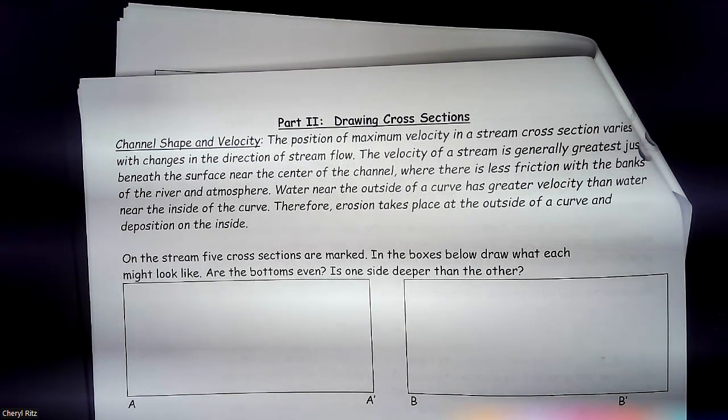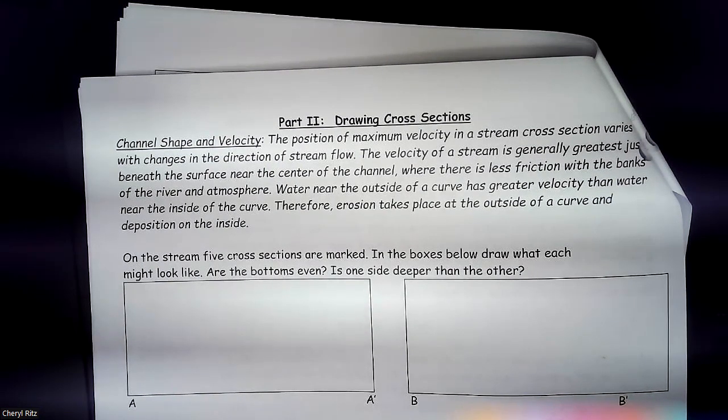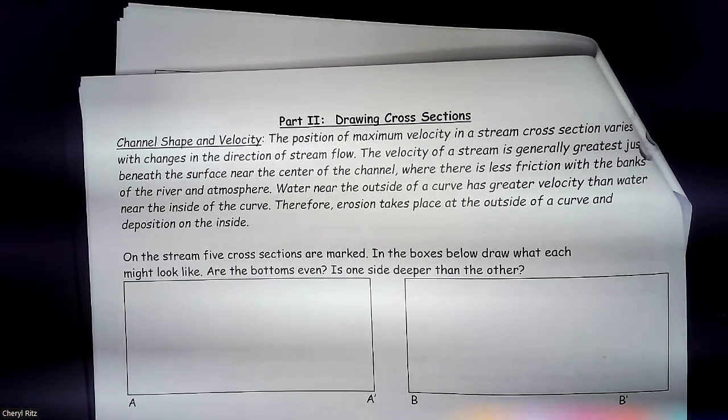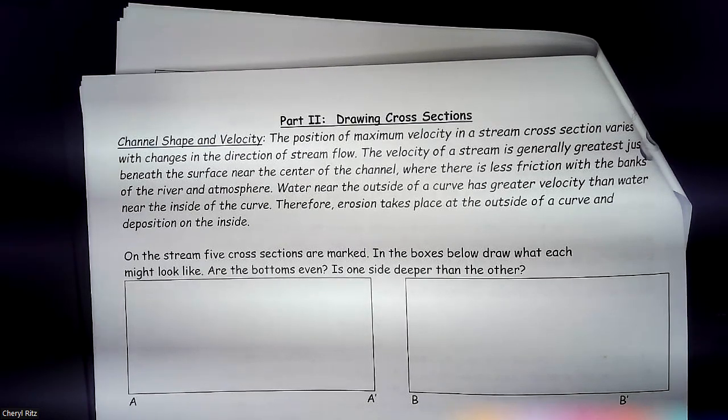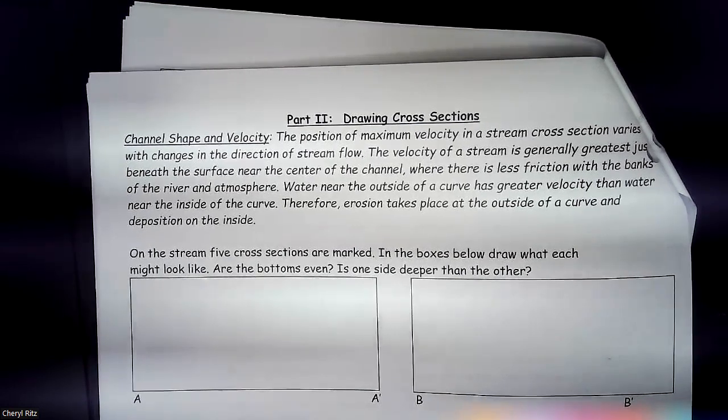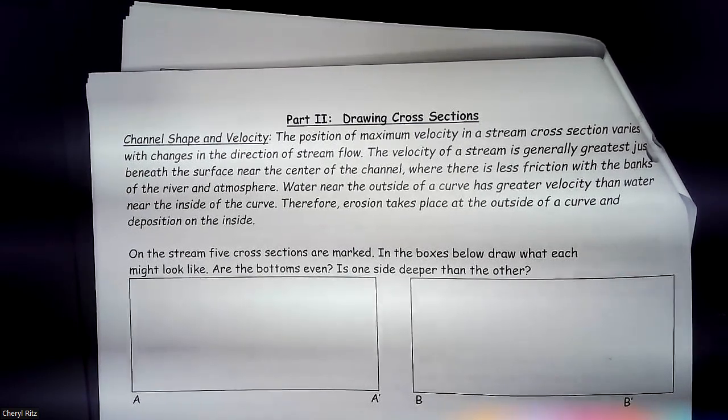On the stream, 5 cross sections are marked. In the boxes below, draw what each might look like. Are the bottoms even? Is one side deeper than the other?